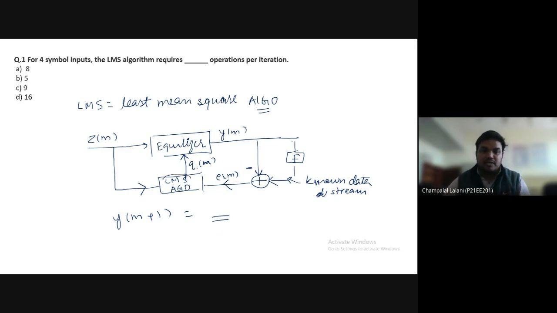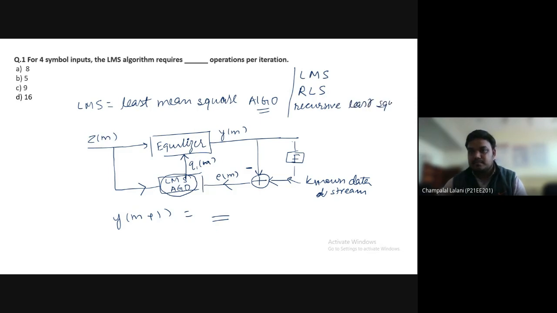I am not going into the detail of this algorithm. I am just giving you the overview of what this algorithm does and how it works. You can read the details from your reference book. There are generally 3 kinds of algorithms used. First is LMS, second is RLS, recursive least square, and the third is the zero forcing algorithm. These are general algorithms used along with the equalizer to reduce the errors caused in the channels. I hope it is clear.